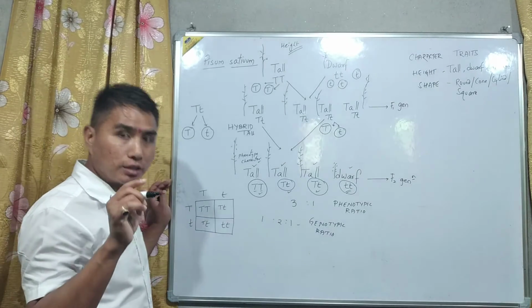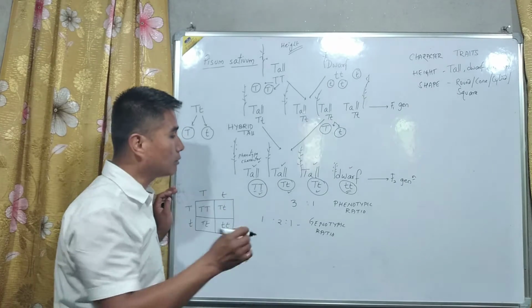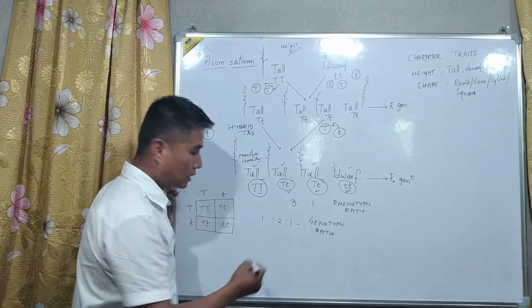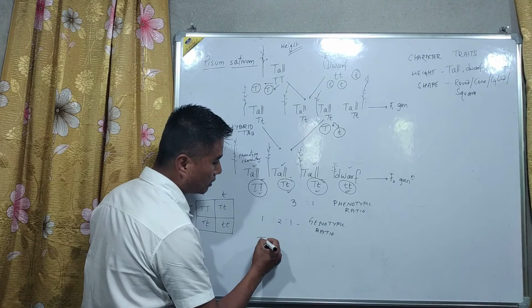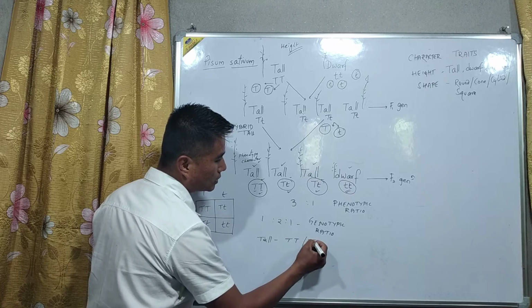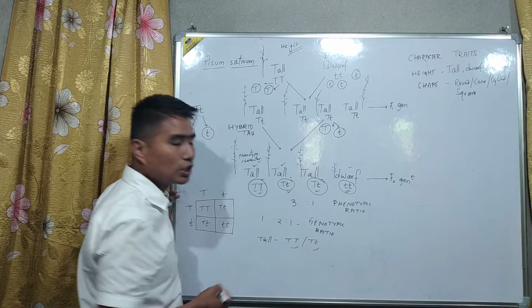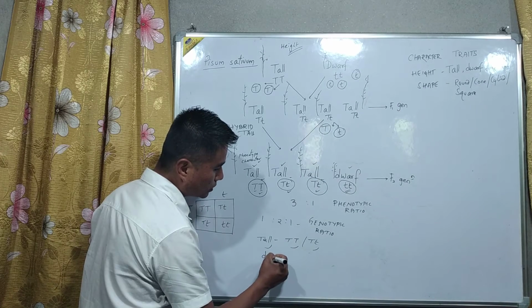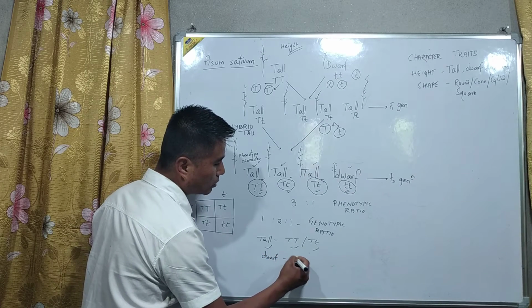Okay, what matters is genotype. Now here also for tall plant, 2 genotypes are there. That means for tall there are 2 genotypes, that is T and T or T and small t. Both these genotypes are giving the phenotype tall. For dwarf we have small t and small t.